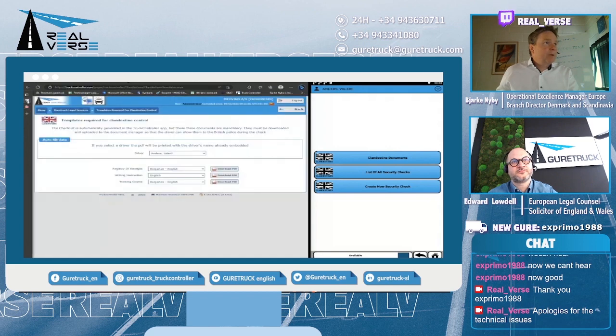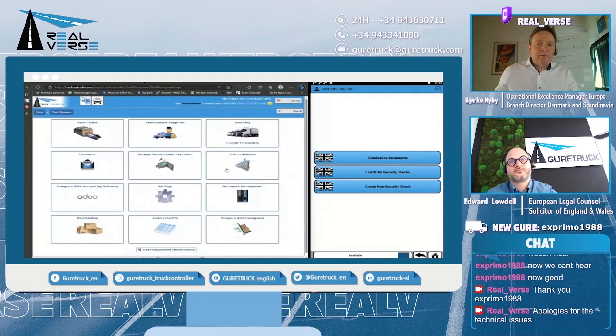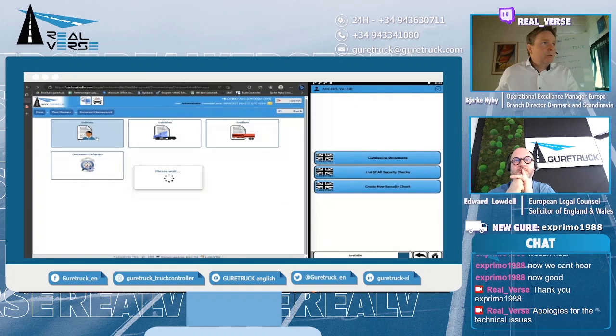I'll go back to my truck controller on my desktop, and I'll go out to the menu now, and then I want to upload it so that it becomes available for the driver in case of control. So I'll use the fleet manager document management department to put this in to the driver.